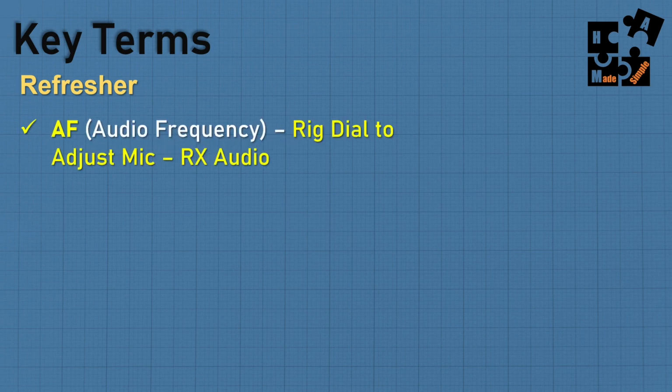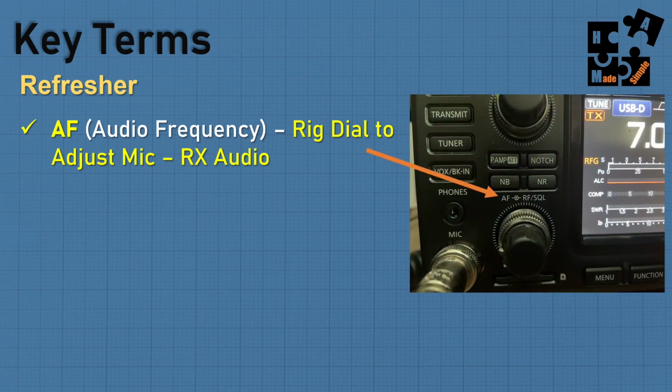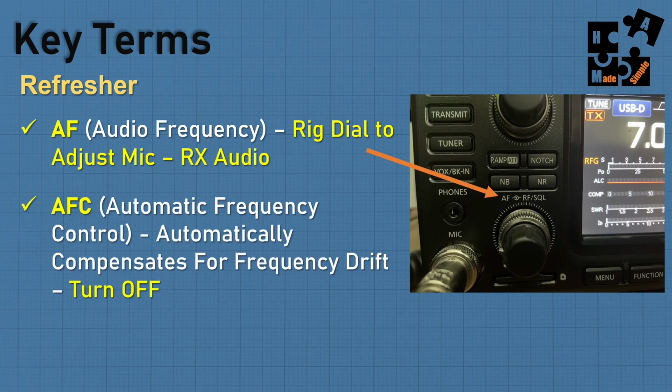So let's do a quick refresher on some of the key terms. AF, audio frequency. The reason I bring this up is the way I set my ICOM 7300, which I'll explain in the next couple slides, gives me the ability to adjust my receive through my microphone through the AF dial on my rig. That's where I do the fine tuning, the very fine tuning on it. It works great. And that's what it looks like right there. I'll show you how I did it.